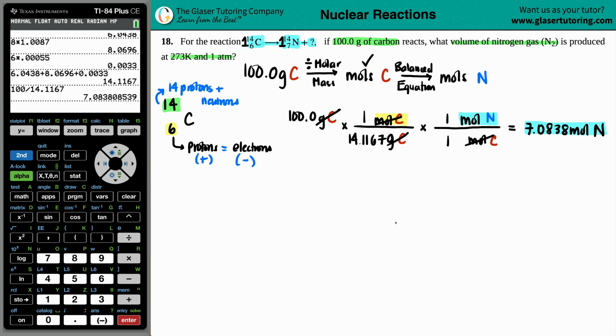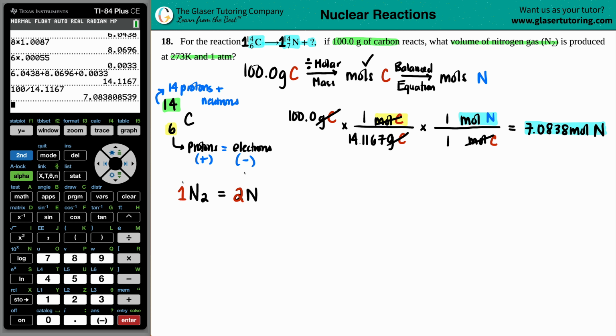But now we need to transfer over to N2. But in every one N2, how many nitrogens do you have? One N2 is the same as saying 2 nitrogens. If I have one whole compound, this is the same as saying I just have 2 nitrogens. So if we have 7.0838 moles of nitrogen, what am I going to have to do to just find out N2?